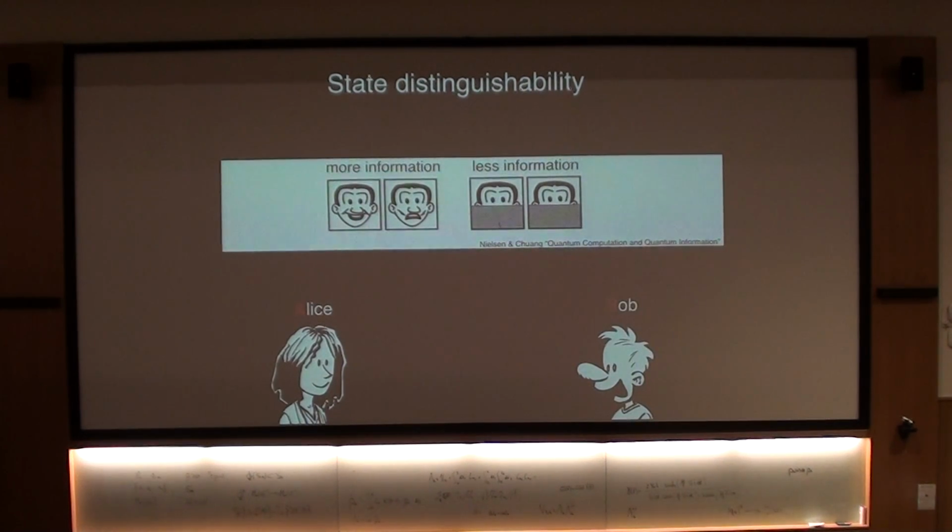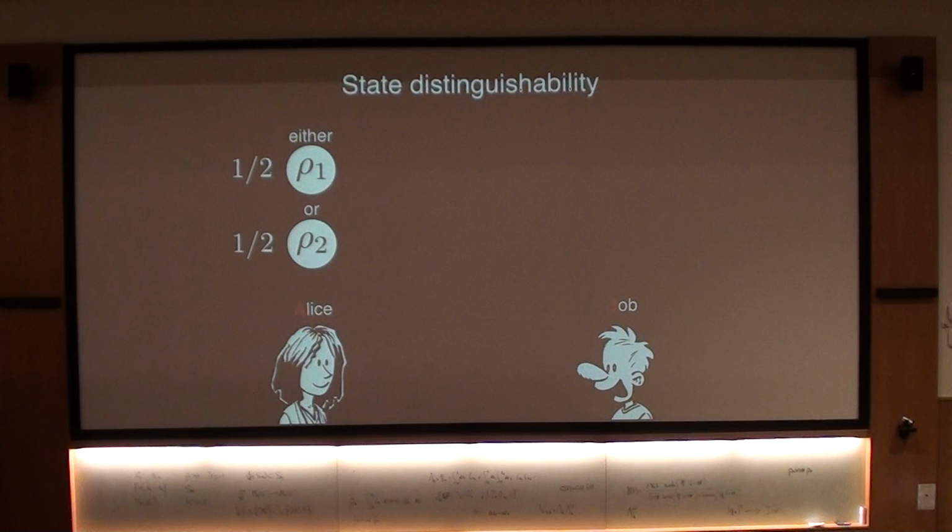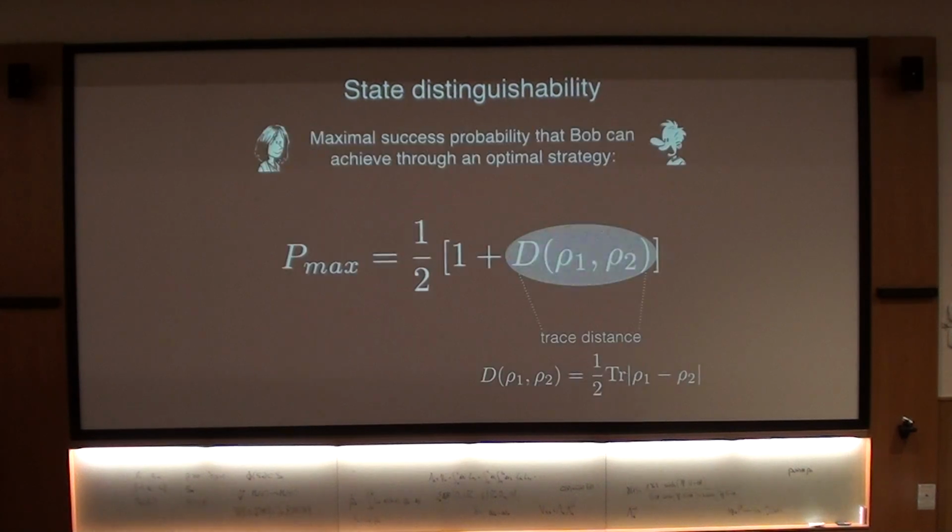This connection can be seen also in terms of a simple game between Alice and Bob. We'll introduce state distinguishability soon in mathematical terms, but you can imagine the following thing. Alice can prepare two states, rho 1 or rho 2, with 50% probability. She sends them to Bob, and Bob has to guess which one of the states it is. And it turns out that the maximal success probability that Bob can achieve using an optimal strategy is expressed in terms of a quantity that is the trace distance between the two states, rho 1 and rho 2.